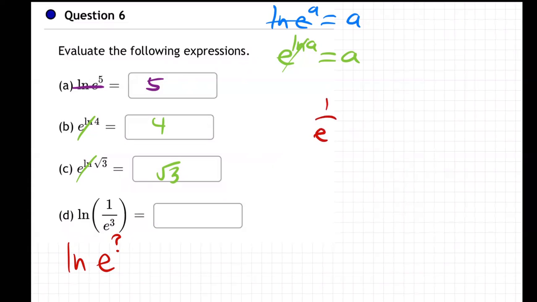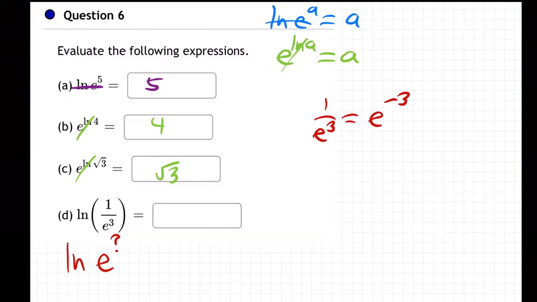Does anybody know how to do that? If you have 1 over e to the third power, that's the same thing as e to what power? What kind of power makes it flip into a fraction like that? You remember? Negative powers. Negative powers flip it into a fraction. For example, x to the minus 2 is 1 over x squared. Remember that? Negative powers flip things.